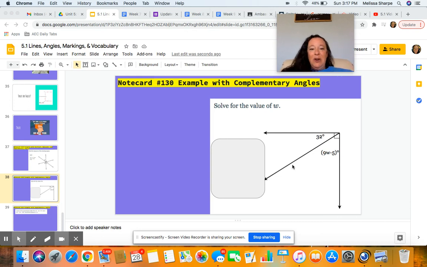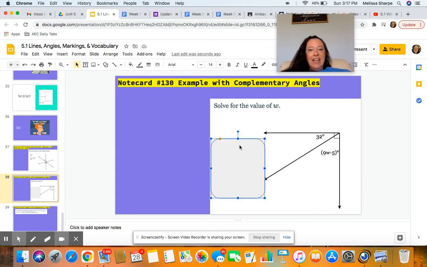All right, so let's look at note card 130. Let's solve for the value of W. Now, these are complementary. Remember, complementary means that they add to 90 degrees. They make up a right angle. So because they're complementary, we can add 32 and 9W minus 5, that binomial, to equal 90 degrees.